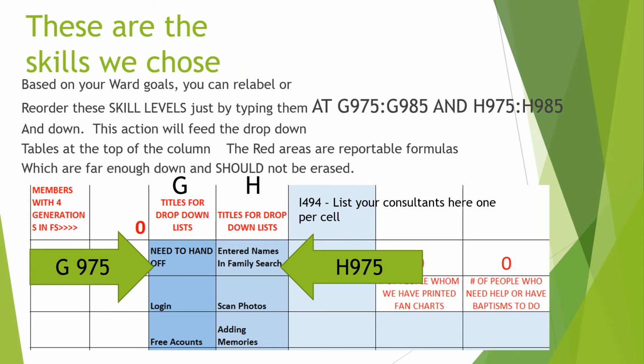But let's say you want to add something. You want to add the words partner access. So you would go down to G975 because the rows are all numbered and the columns are all ABCs. So you find G975 and you can add something in there and it will show up as an item in a pull down chart.